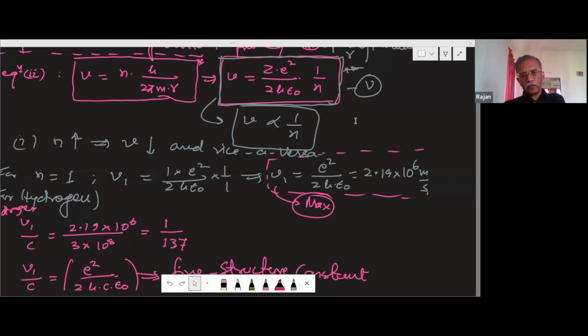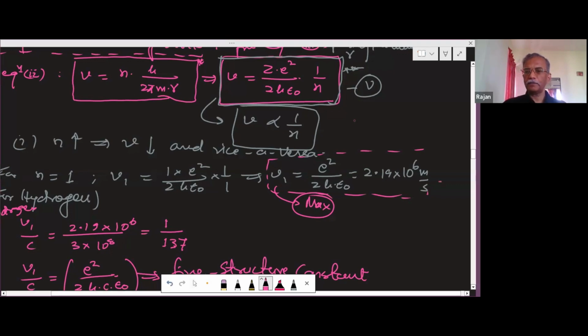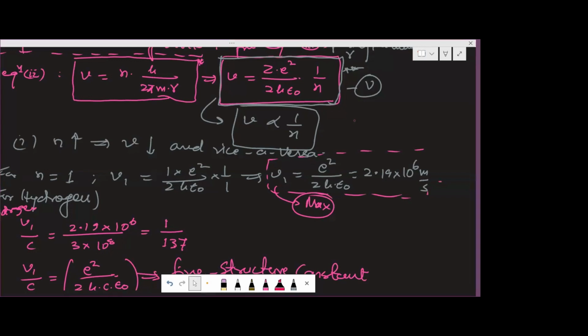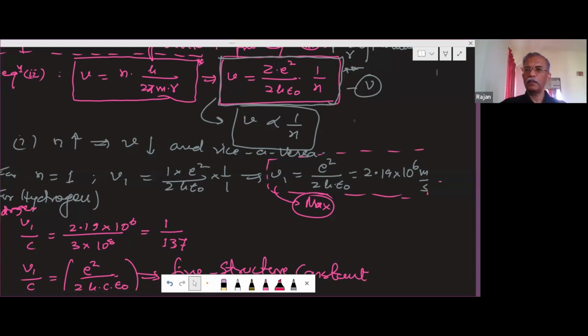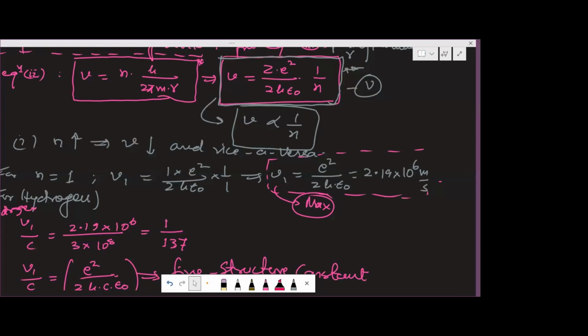Now, why I am discussing this is, if I take Z is equal to 1, for the first n is equal to 1, we got V1 is equal to e square by twice h into epsilon naught. And that value we got is 2.19 into 10 raised to power 6.